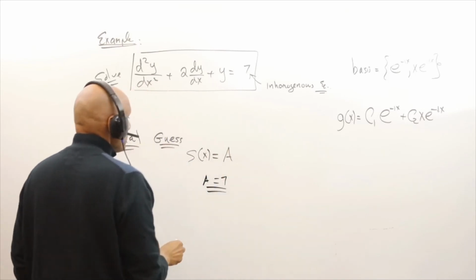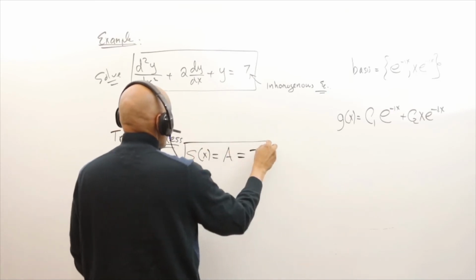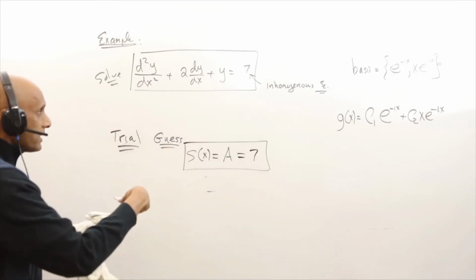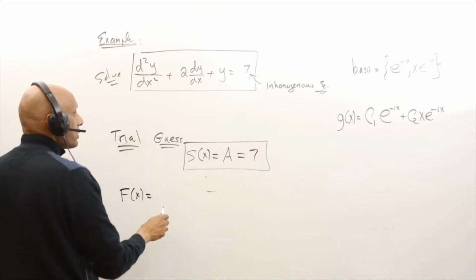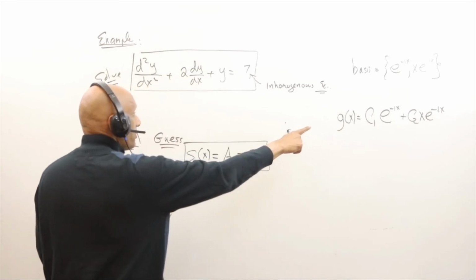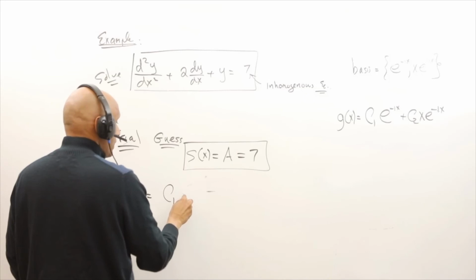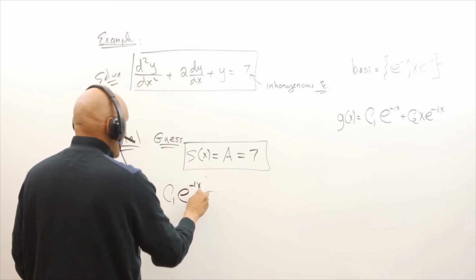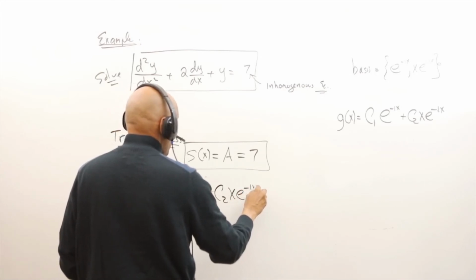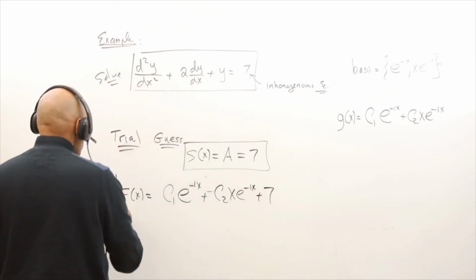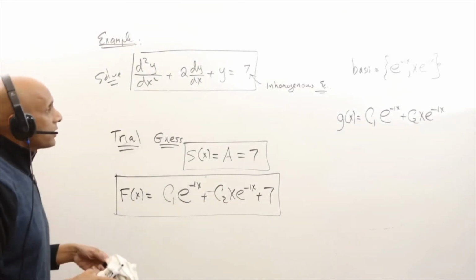And so this is a specific solution, which means that we can write a specific solution of 7. So putting it all together, the full solution f of x of this inhomogeneous differential equation is the general solution of your homogeneous equation plus a specific solution. In this case, it would be some constant c1 e to the minus 1x plus c2 x e to the minus 1x plus 7. So this is the full solution of this inhomogeneous differential equation.